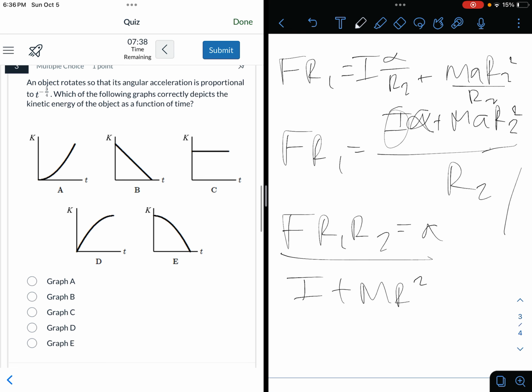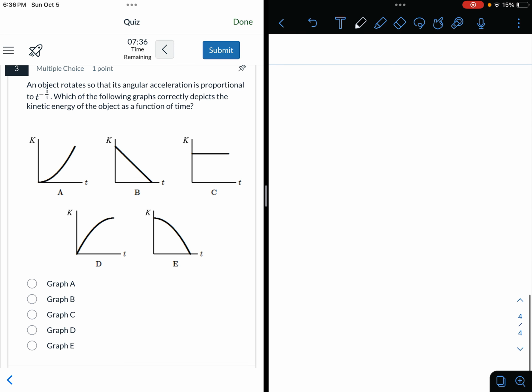Object rotates so that its angular acceleration is proportional to t to the negative 3/4. Okay, that's really annoying. So what that means is that its angular acceleration is proportional to 1 over t to the 3/4.